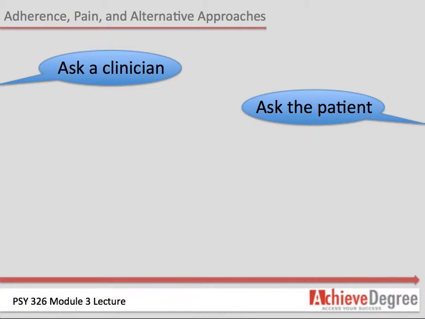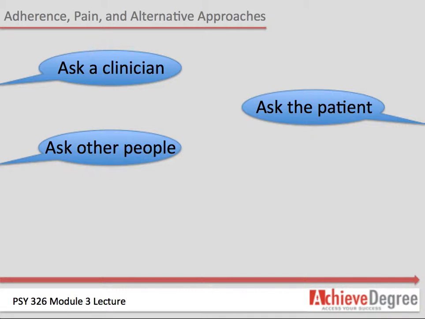Ask the patient. Evidence shows that these reports are accurate, but most studies indicate that this is not a good way to measure noncompliance. There are two problems here: social desirability, and patients may not know their own rate of compliance. They may underreport poor adherence, but also overreport good adherence.